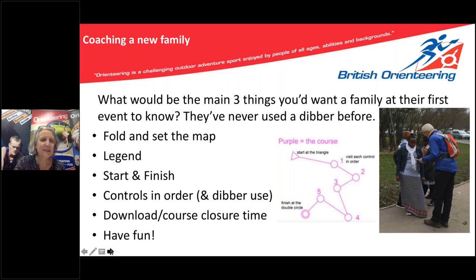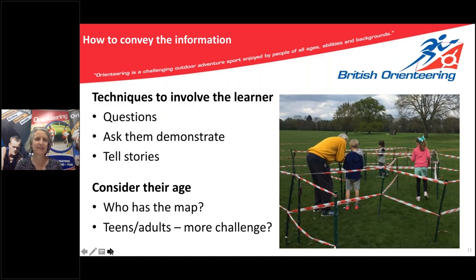As we've discovered, there's so much information to get over, but you don't want to bombard them with you talking. So here are some ways, hopefully, to make the process more interactive. Once you've given them a quick explanation, a good way to check their understanding is to ask questions, as one person mentioned. What number will you find at your fifth control? What feature will your sixth control be on? Ask them to demonstrate setting a map and using the dibber.